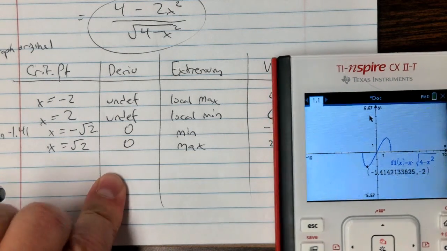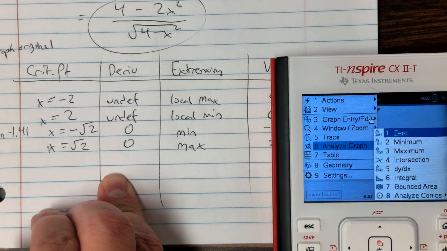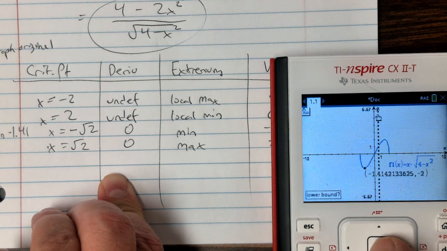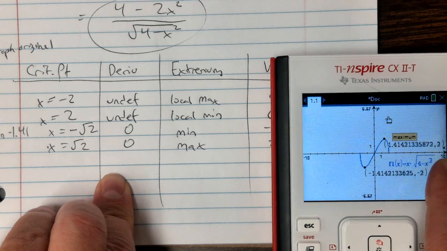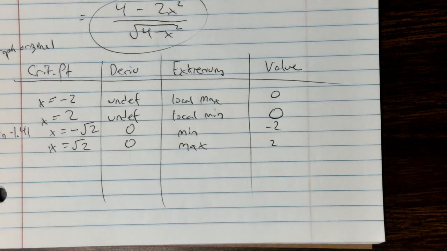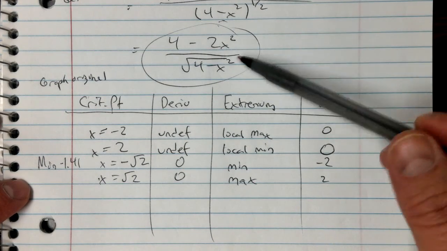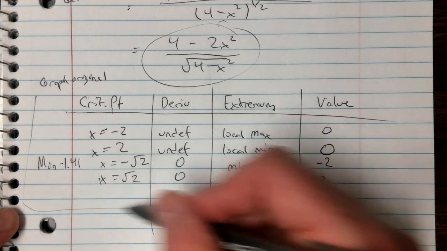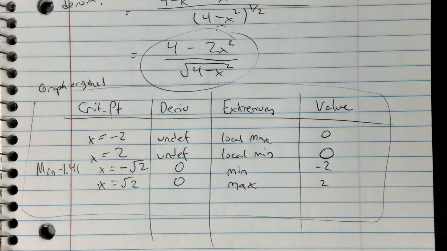And then let's go ahead and do the last part. Analyze maximum from here to here is positive square root of 2 comma 2. Okay, so make sure you get your derivative steps, and then this is your table. And that would be the end of 4.1.